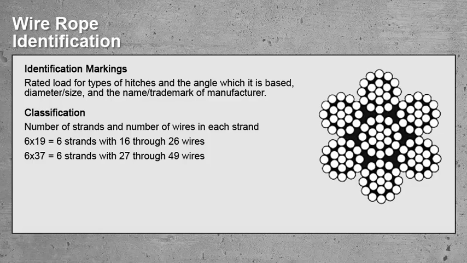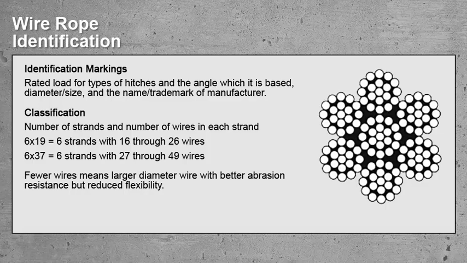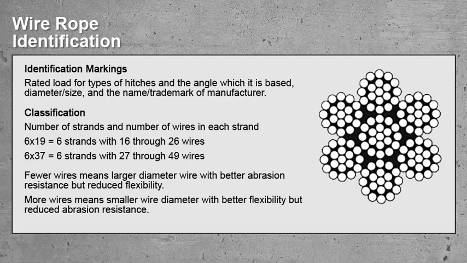Many configurations of the material, wire, and strand structure will provide different benefits for the specific lifting application, but also come with some trade-offs. If you have a wire rope that has fewer wires, it will have a larger diameter wire, which provides better abrasion resistance, but with reduced flexibility. If you have a wire rope that has more wires, it will have a smaller diameter, which provides better flexibility, but reduced abrasion resistance. This is a cross-section of a 6 by 19 wire rope, and you can see that it has a core with 6 strands consisting of 19 wires.